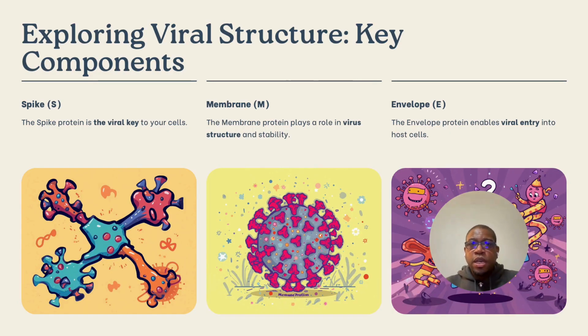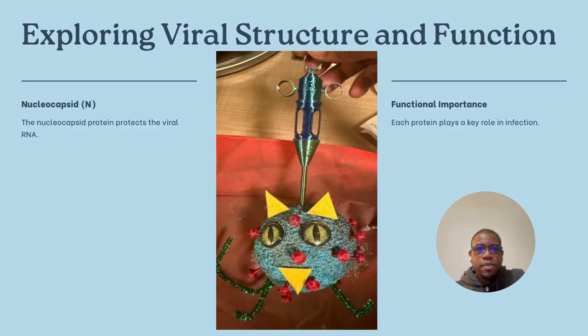Let's talk architecture. SARS-CoV-2 is roughly spherical and 80 to 120 nanometers. The major components include spike proteins, which bind to the ACE2 receptor, membrane and envelope proteins, which help organize the structure, and nucleocapsid proteins, which wrap around the RNA genome like a protective blanket. The spike protein is the real star of the show. It's responsible for attachment and entry. Membrane proteins help shape new viral particles, and envelope proteins assist in assembly and release.